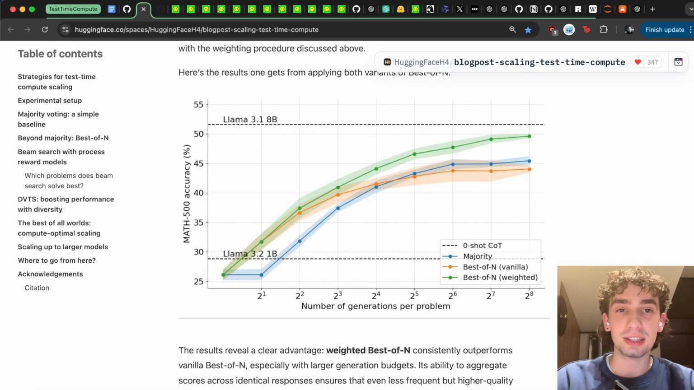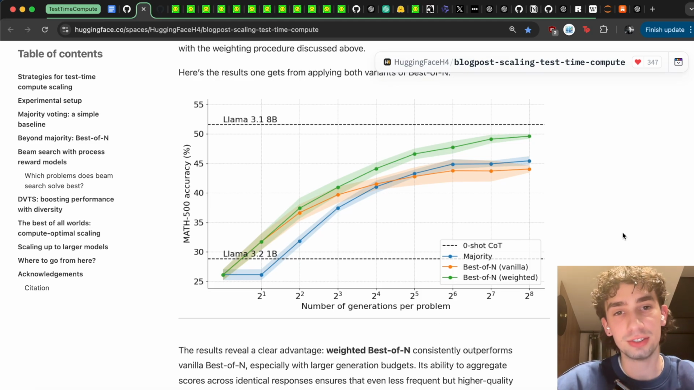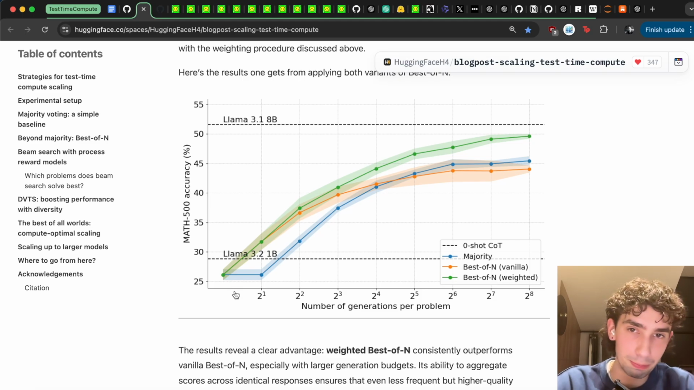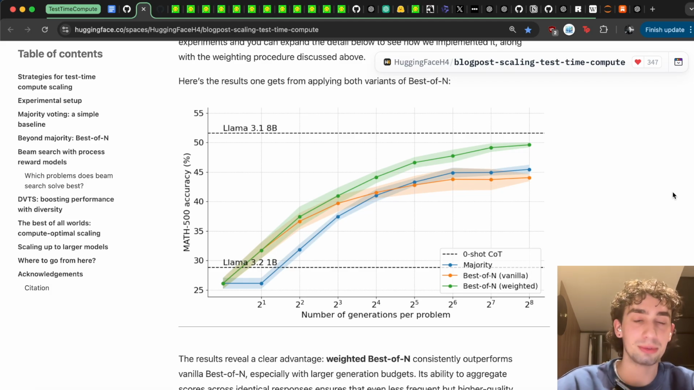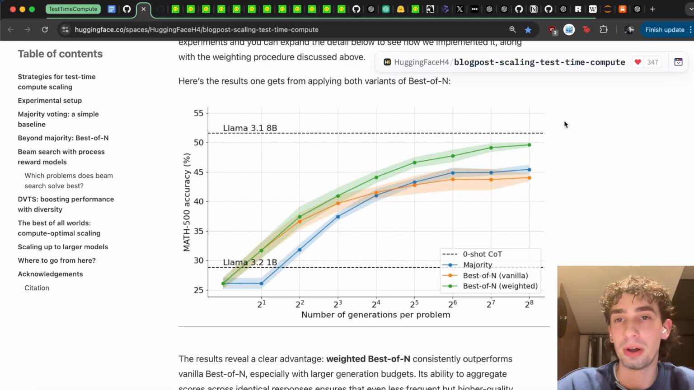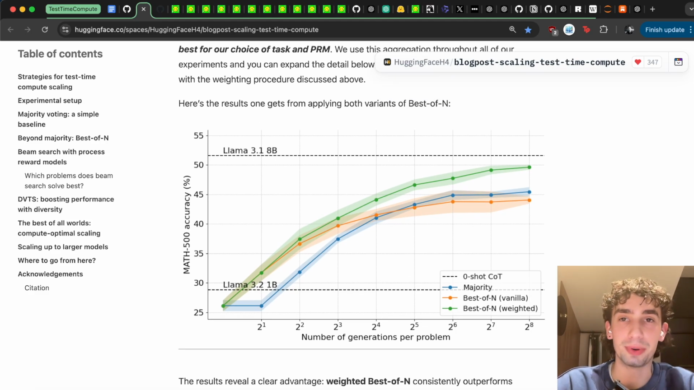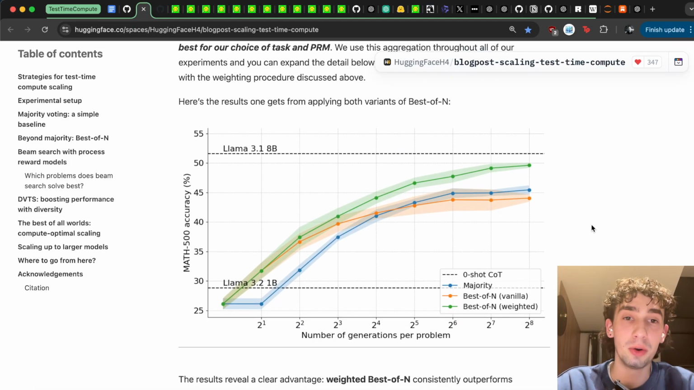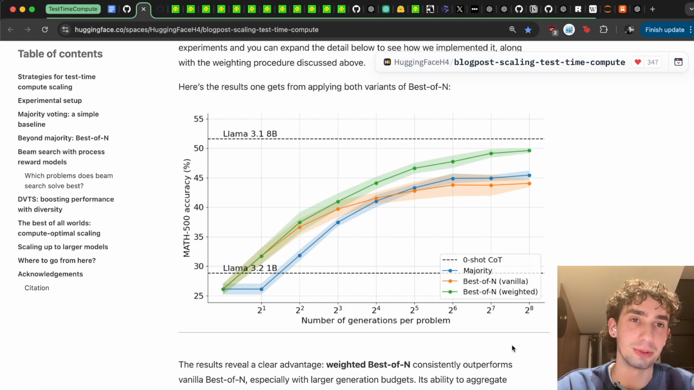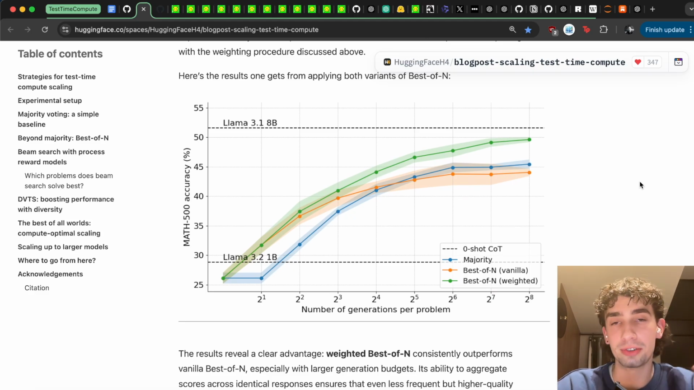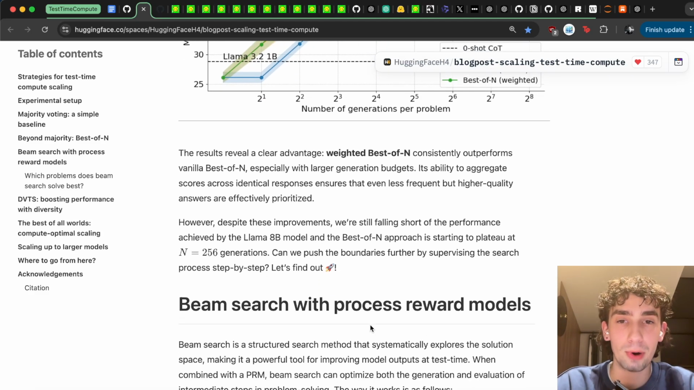From Hugging Face's testing, as you can see, as we go from just 1 up to 256 generations, the weighted best of n boosts their model of Llama 3.2 1B, which they are applying these test time scaling methods to, up to almost the base accuracy of Llama 3.1 8B. So this is already showing clear improvements with just the weighted best of n approach of generating n number, generally a lot, like 256 here, where it'll start to almost plateau, and then doing these weighted scorings with the reward models. But we have process reward models.